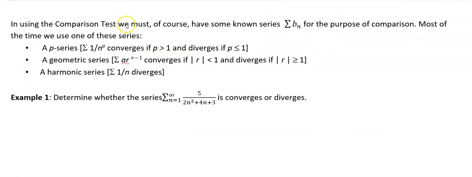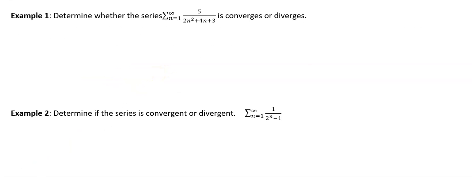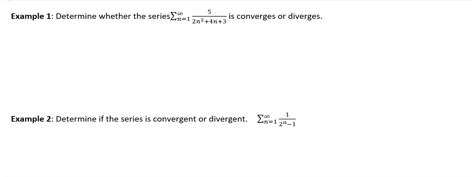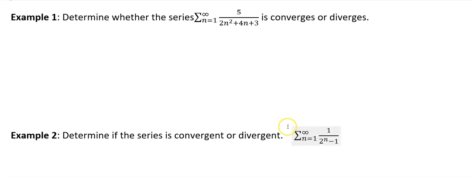In using the comparison test, we must, of course, have some known series b sub n for the purpose of comparison. Most of the time, we use one of these types of series, since we know things about them: a p-series, a geometric series, or a harmonic series. We know the rules for p-series when they converge and diverge, and same for geometric. And then, of course, if we're comparing it to a harmonic, we would know that it diverges. So let's go ahead and look at an example of what this would be like.